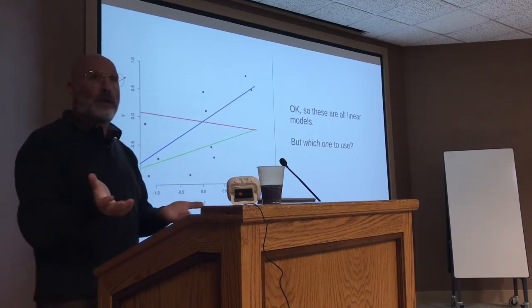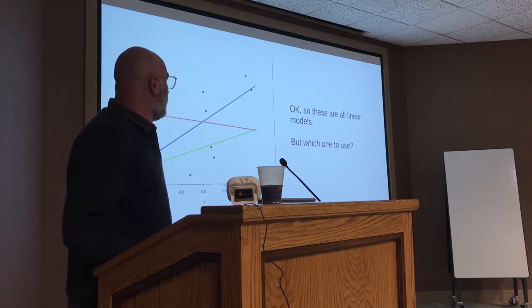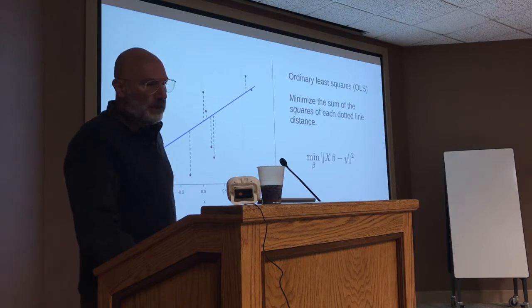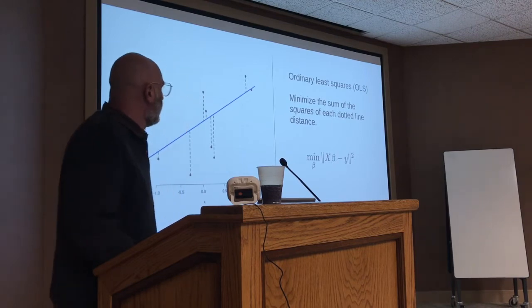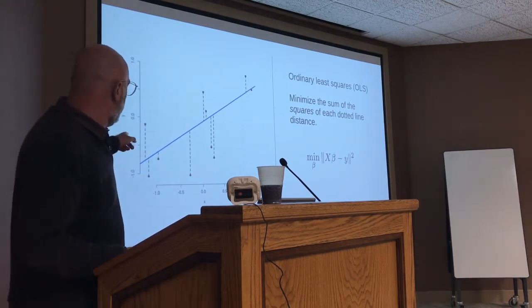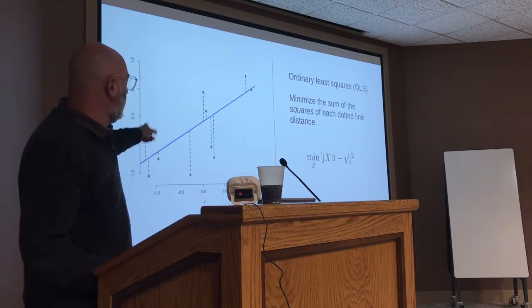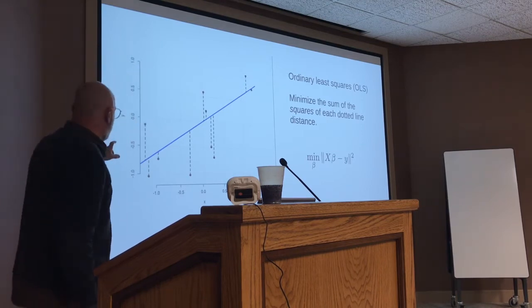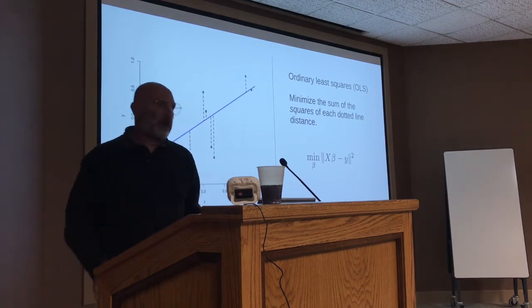There are many answers to that question. I can't give you a definitive answer, but a good all-around answer is this very famous thing that you've probably all heard of, ordinary least squares. From your measured data points, you drop lines vertically to the fit, and then you add up all the squares of all these distances. Whatever that distance is, you square it, add them all up, and you try to minimize that quantity.